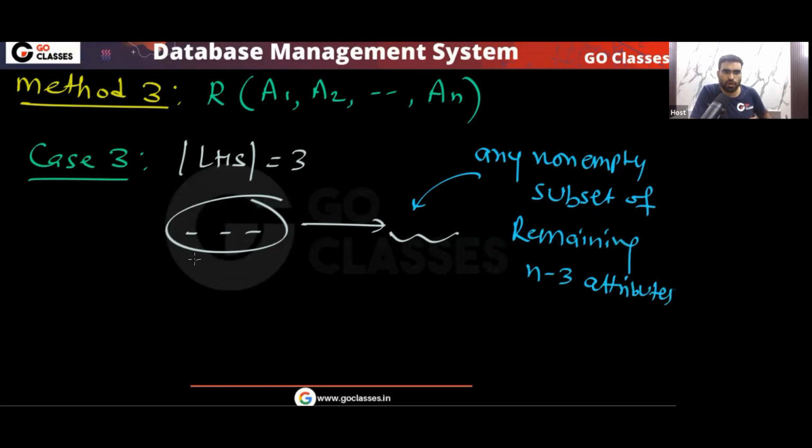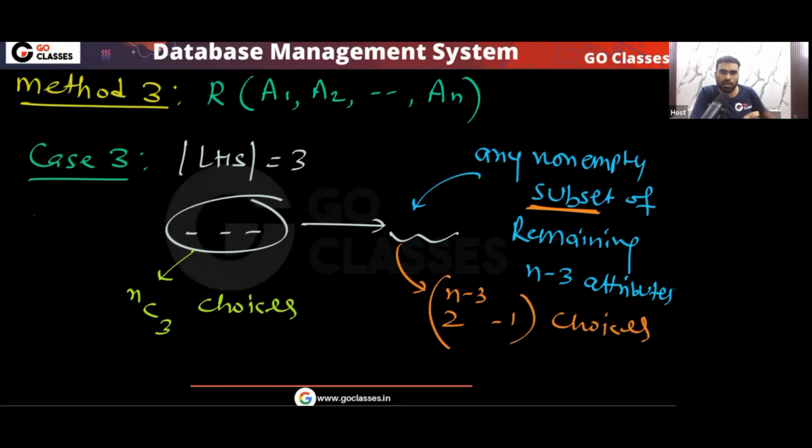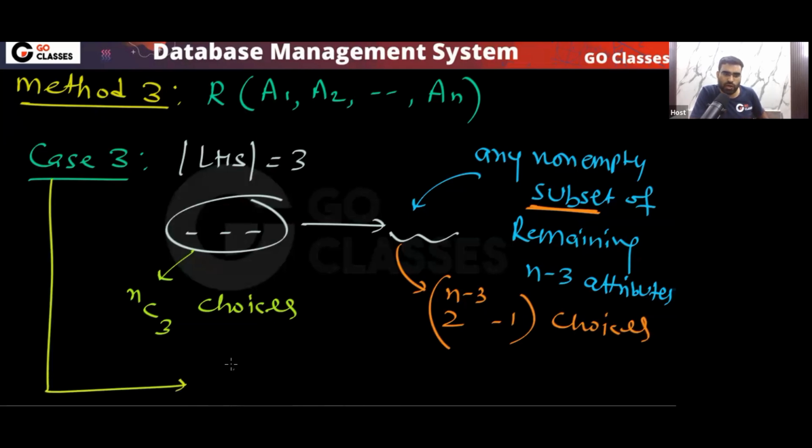So tell me, for LHS, how many choices do you have? From n attributes, you want to choose 3 attributes for LHS. So these many choices for LHS. For RHS, how many choices? You can choose any non-empty subset of the remaining n minus 3 attributes. So for RHS, you have 2 power (n minus 3) minus 1. So in this case number 3, how many useful FDs did you get? You got nC3 multiplied by (2 power (n minus 3) minus 1). These many useful FDs I got.